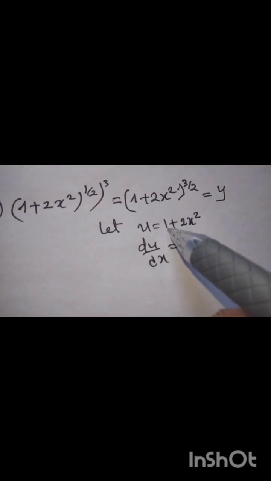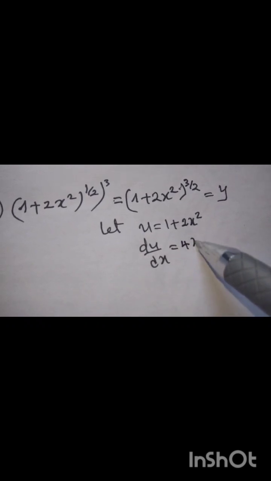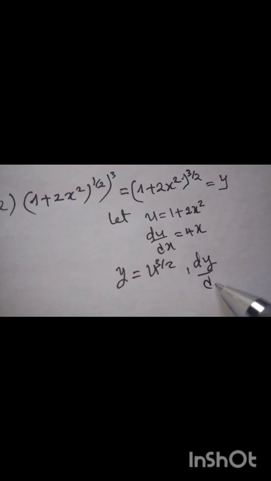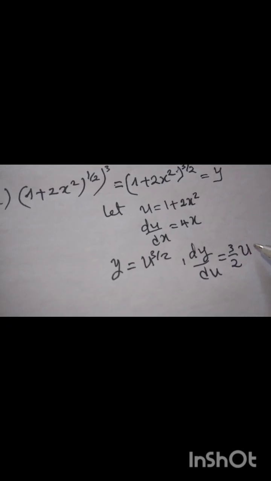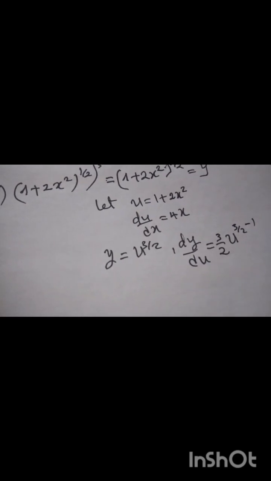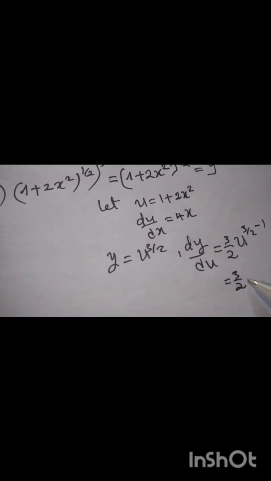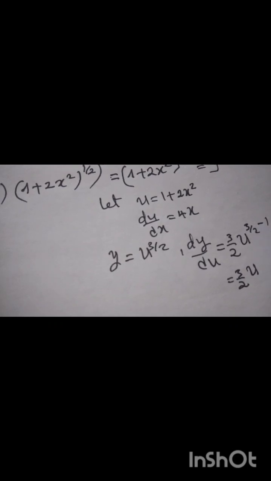So if this is our function y, let u be 1 plus 2x squared. du/dx will be, you differentiate 1 is 0, you differentiate this, it gives 4x. So y will be u to the power 3 over 2. And dy/du will give you 3 over 2 u to the power 3 over 2 minus 1. So we have 3 over 2, that's 3 over 2 minus 1 is half.